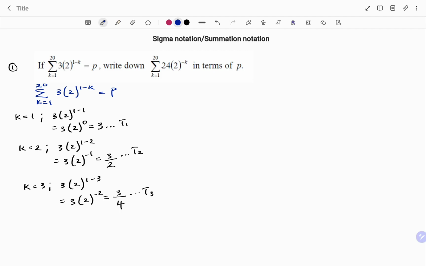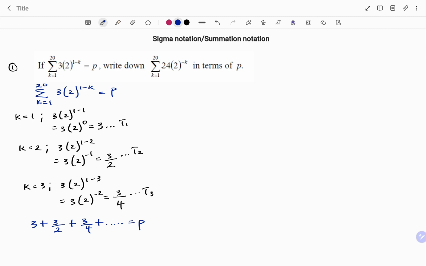That means our sequence would be our first term, 3, plus our second term, 3 over 2, plus our third term, 3 over 4, and so on, till we get to our 20th term. And that has been said to be equal to p. Let's go to the other side of the question.